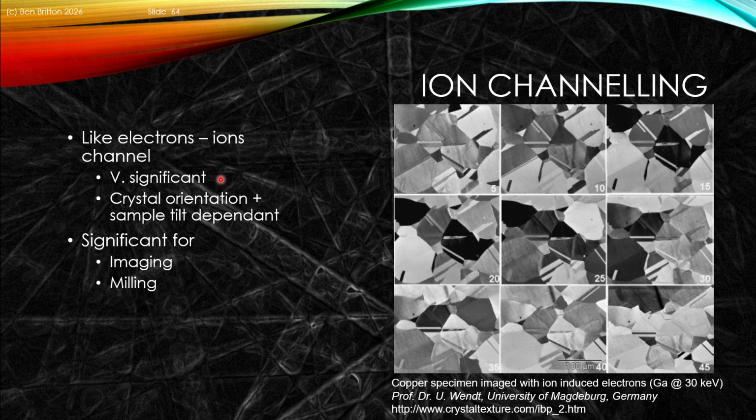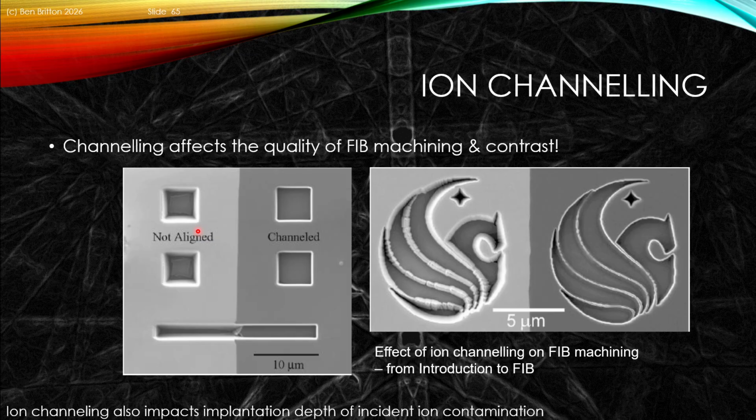This is very significant. This will impact not only the backscatter and secondary electron and secondary ion yields, but it will also impact how fast the material can be removed. And so this is both significant for imaging and milling, and it's going to be related to the crystal orientation and the sample tilt. This has particular issues.